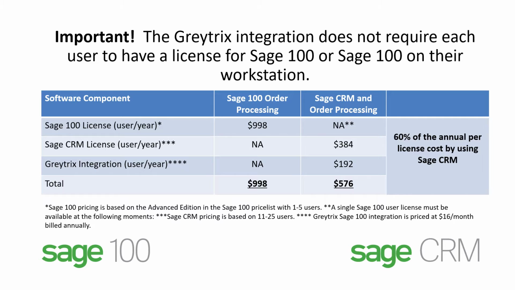Most companies don't have Sage CRM, but they're very big on putting all their order processing people inside of Sage 100. If I were to compare the cost of doing this through Greatrix's system versus just Sage 100, it's massively less expensive to do it through Sage CRM, but also you get CRM, right?